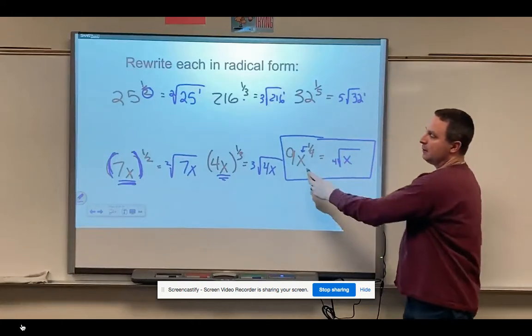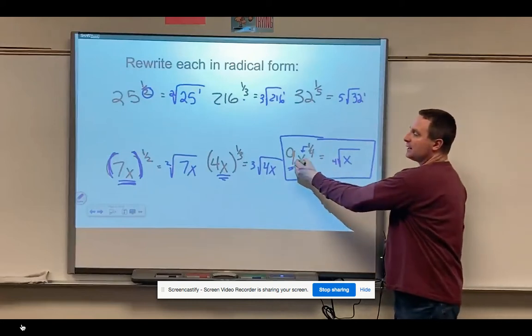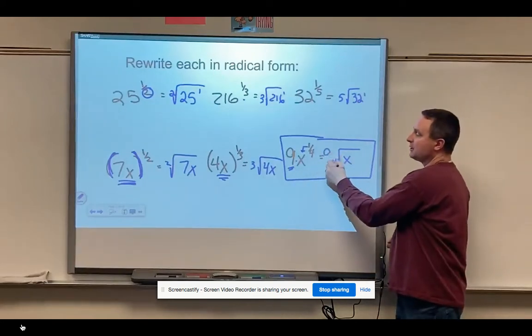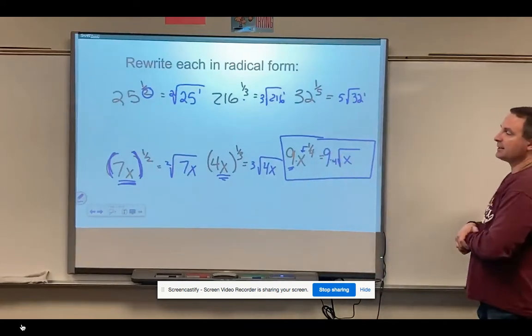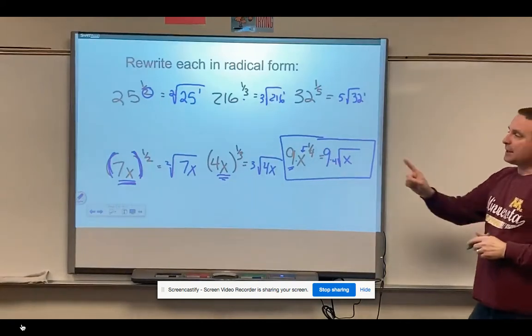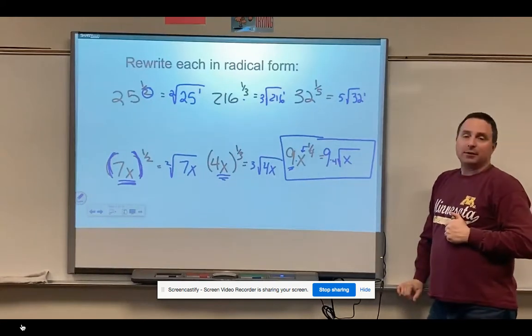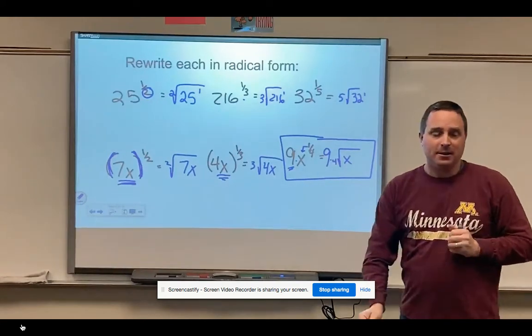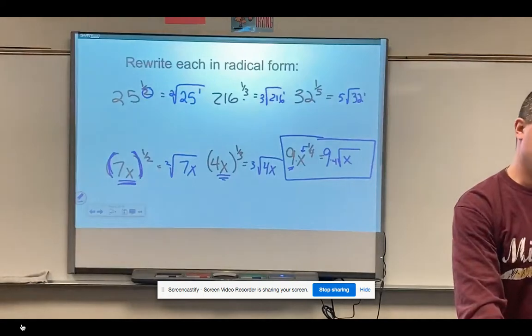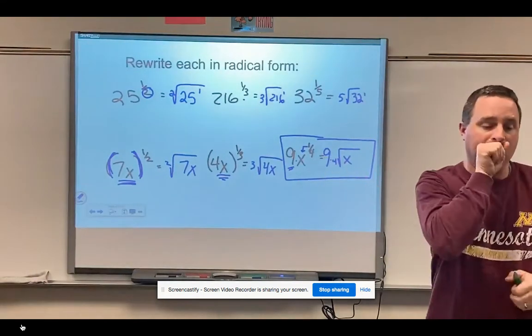Well, that begs the question, what about Mr. 9 out there? Well, 9 is just timesing x, so 9 is just a multiplier out in front, and it stays out in front of that radical and not underneath it. Okay, so we have to be careful whether or not there are parentheses, because it can make a big difference. All right, very nice. So we've converted from radical form to exponential form to radical form.